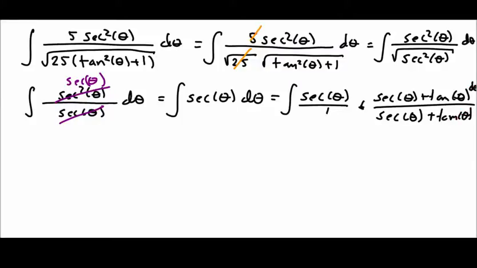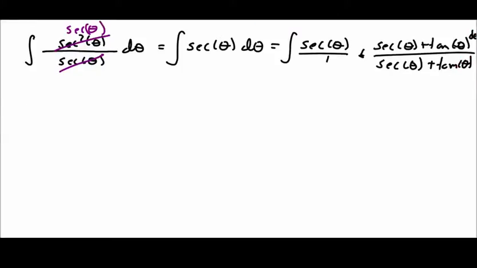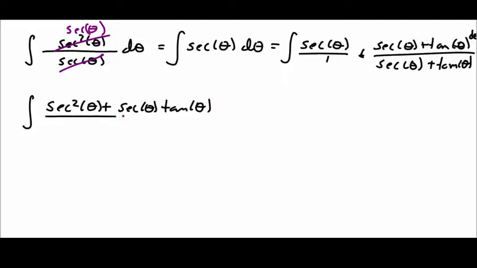Now, a lot of textbooks have tables of integration, and you would just look this up and pop down the answer. But we want to know how to integrate this by hand. So if you ever come across this on a homework or a test, you need to make sure that you're showing your work and doing it by hand to get your credit. So this secant theta is going to distribute, and I have secant squared of theta plus secant theta tangent theta, all over secant theta plus tangent theta.